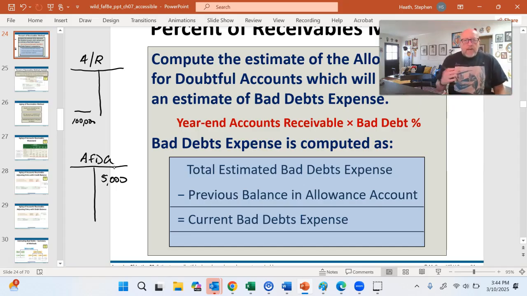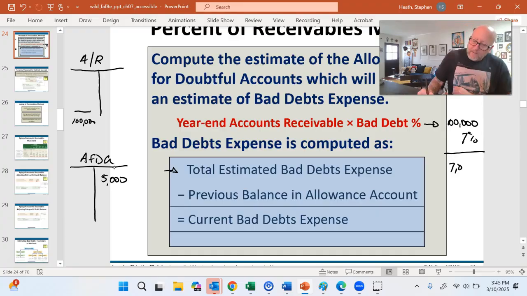Okay? Now, let's talk about what the bad debt expense is going to be. So, total estimated bad debt expense is going to be a percentage of accounts receivable, right? And so I could say, hey, you know what? My year-end accounts receivable is 100,000 in this particular example. I assume that I'm not going to collect about 7% of that, and therefore my total estimated bad debt expense should be 7,000.